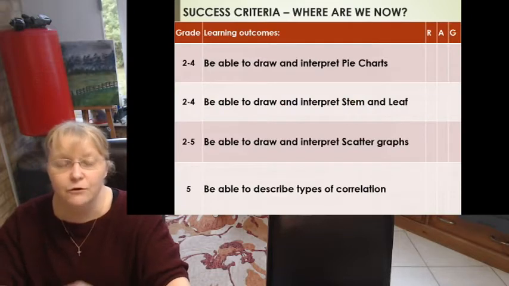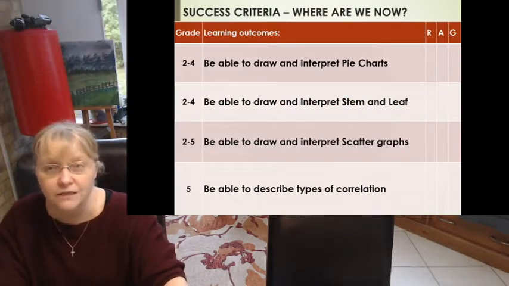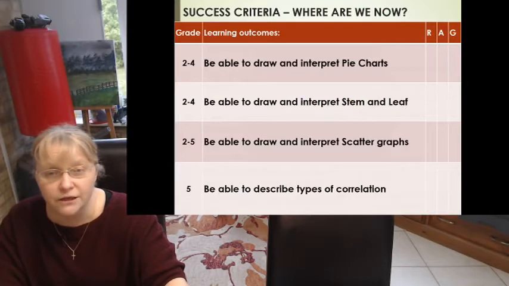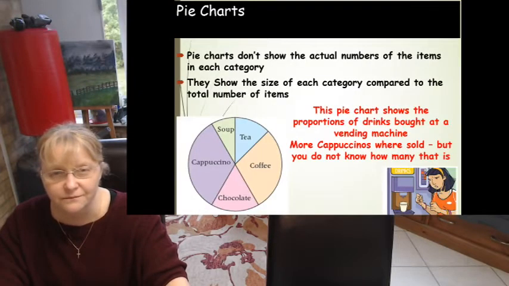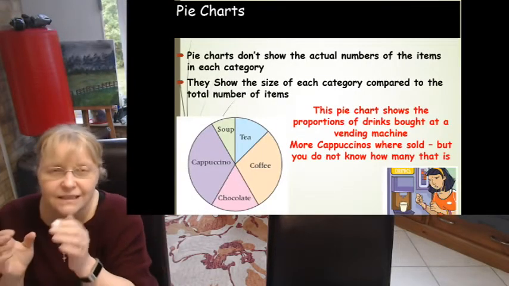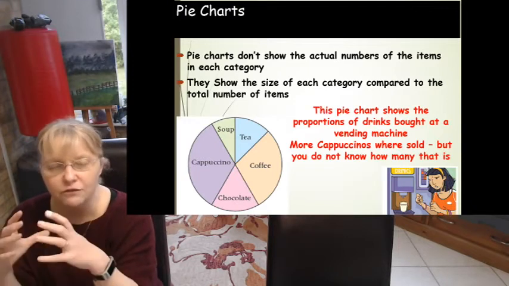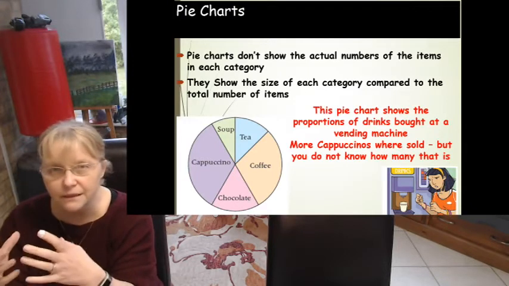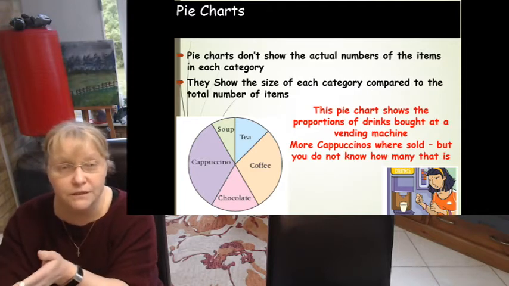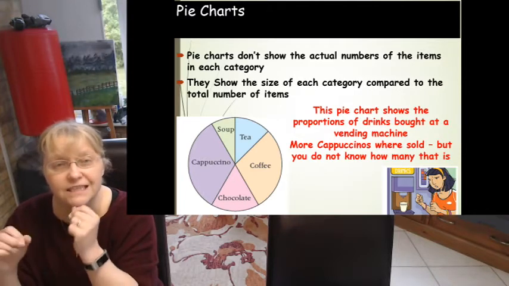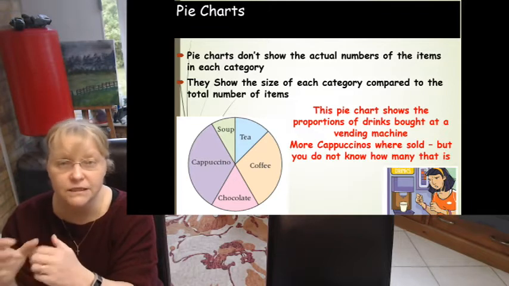So today we're only going to be covering 4 things: how to draw and interpret pie charts, stem and leaf, scatter graphs, and the different types of correlation that we have. So first of all, pie charts. A pie chart is just simply a way to represent information. So it's a little bit like how we saw box plots or frequency graphs. This is just a different way to represent data.